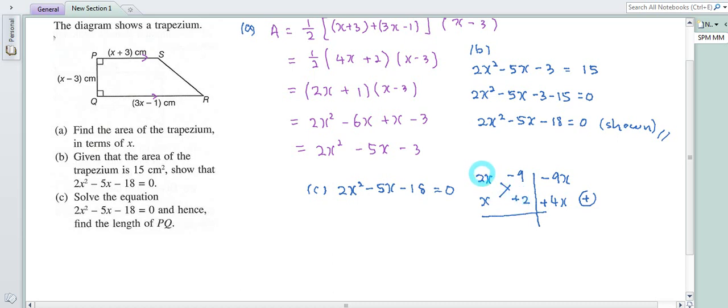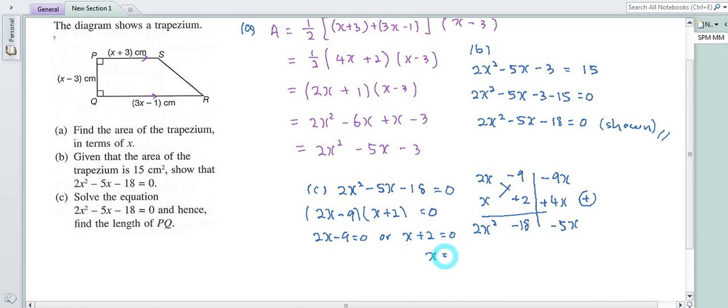Double check again. 2x times x, you get 2x squared. Negative 9 times 2, okay, negative 18. These two add up together, you get negative 5x. Okay, this combination is correct, no problem. So (2x minus 9)(x plus 2) equals 0. So 2x minus 9 equals 0, or x plus 2 equals 0. x is equal to negative 2. x is equal to 9 over 2.